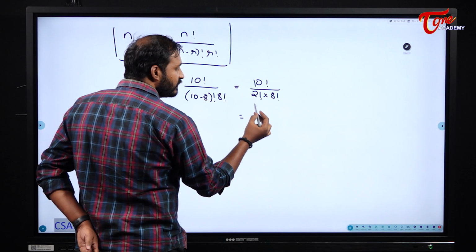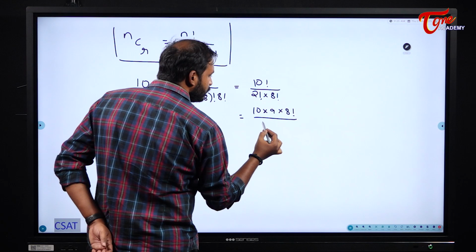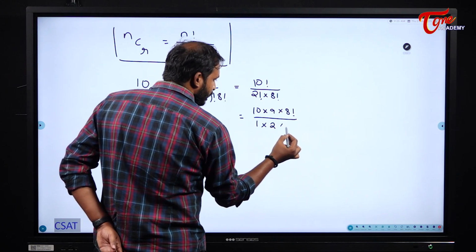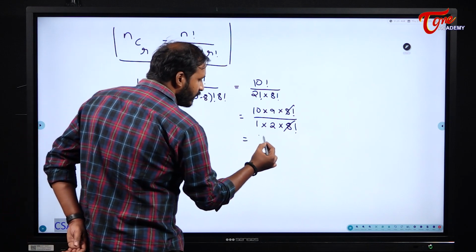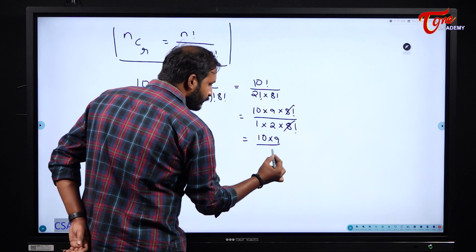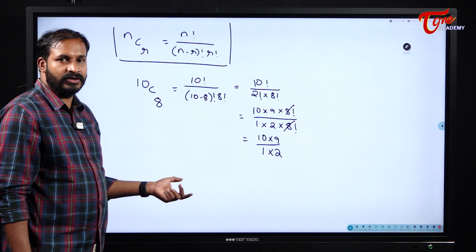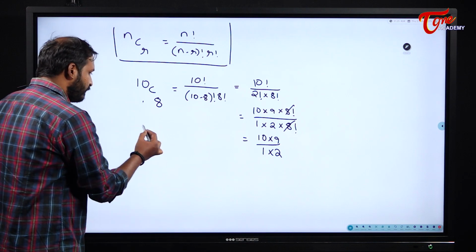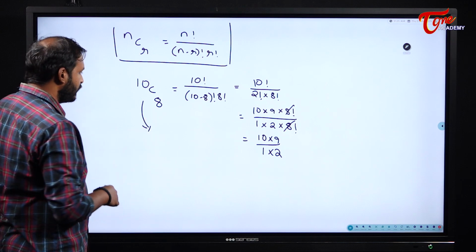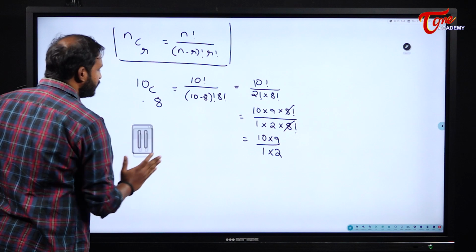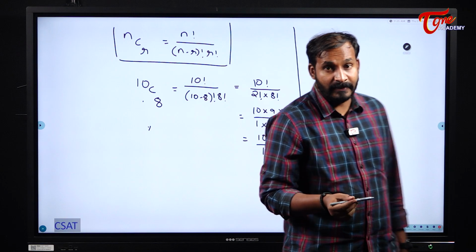I can write this once again as 10 into 9 into 8 factorial by 1 into 2 into 8 factorial. Now 8 factorial I can cancel, as I already told you. So it becomes 10 into 9 by 1 into 2. Instead of doing all these things, observe this one carefully; we will come back to this once again.